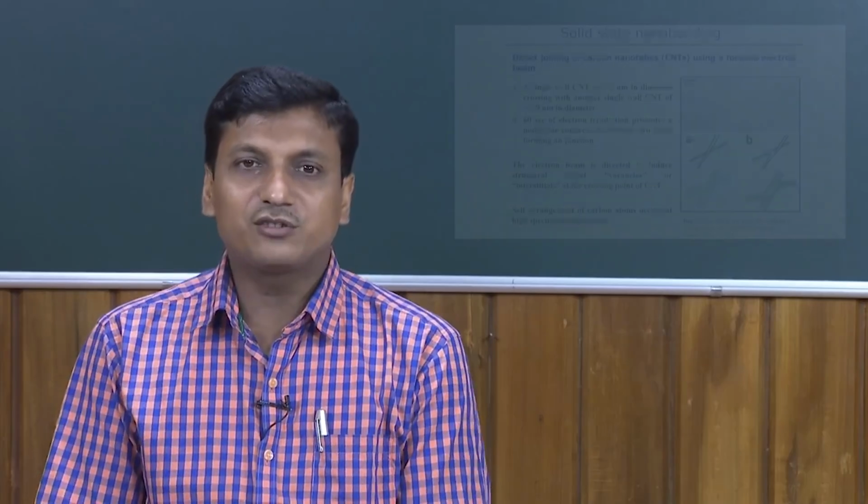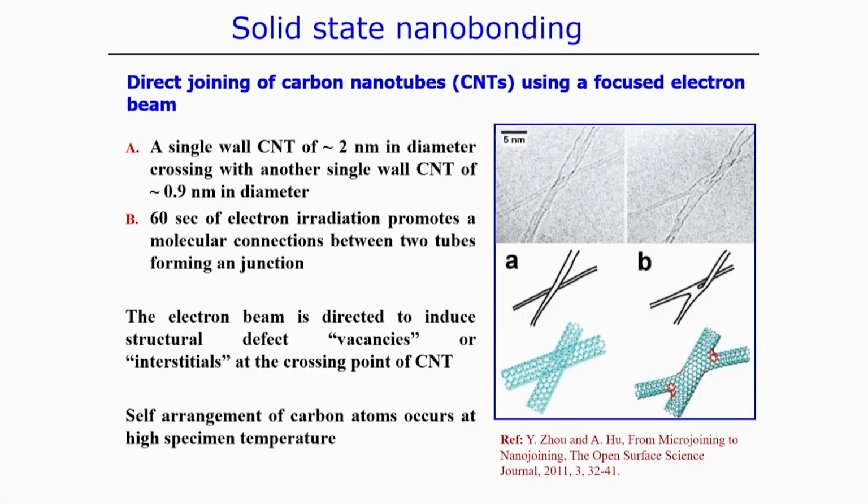Now, we look into solid state nano bonding. Here, we see the direct joining of carbon nanotubes using a fused electron beam. If we see the figure, there are two carbon nanotubes and it is necessary to join them, but of course, we need some external energy. So, here a fused electron beam can be used to join these two carbon nanotubes.